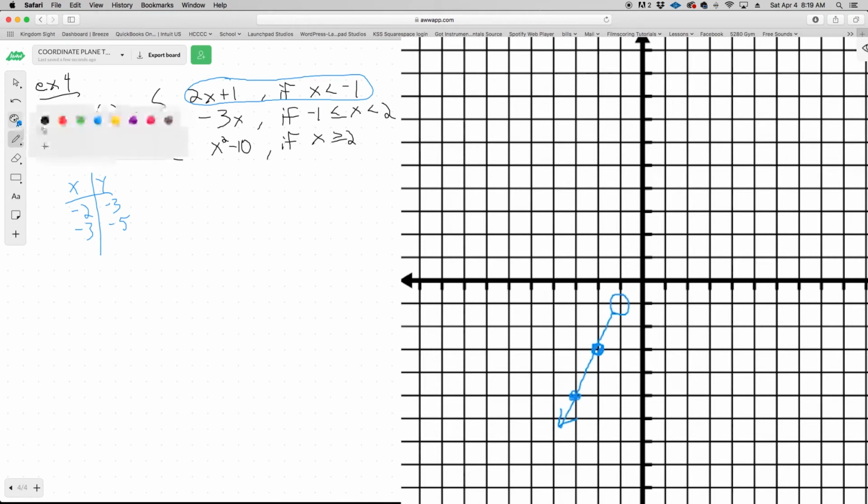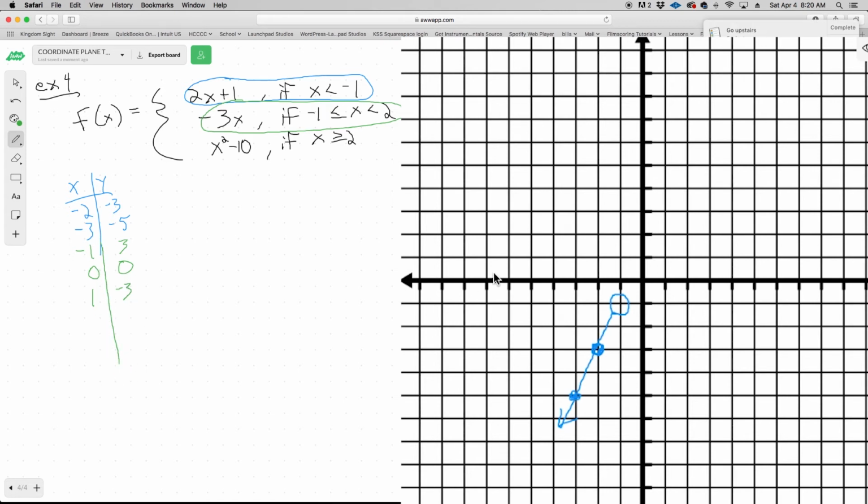Next, let's grab this interval. So this is our green interval here. So for x's that are in between -1 inclusive and 2, our expression is -3x. So let's plug in some values. Let's plug in -1. Well, -1 times -3 is +3. All right? Let's plug in 0. 0 times -3 is 0. Let's plug in 1. So 1 times -3 is -3.